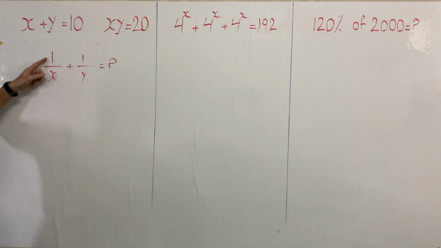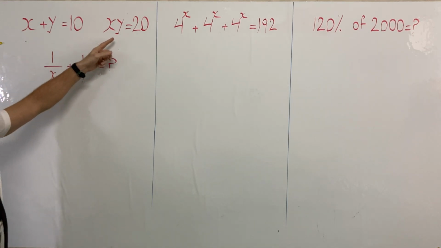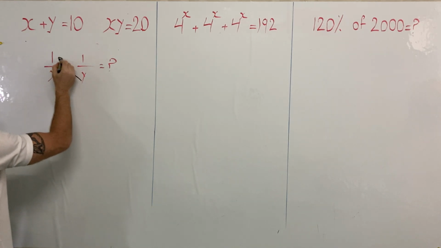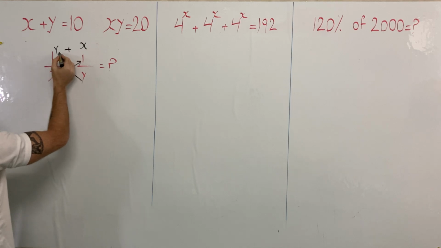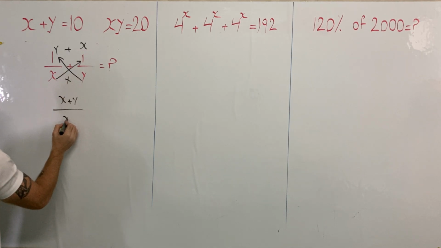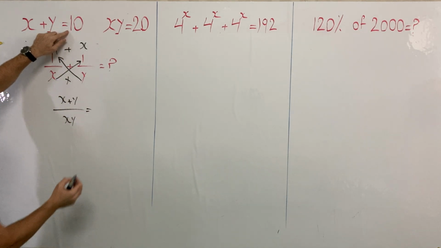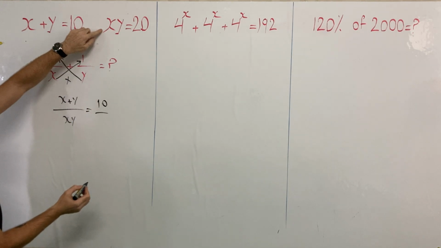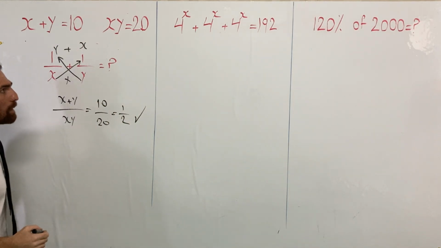We're going to find the value of 1 over x plus 1 over y, where x plus y equals 10, xy equals 20. Y times 1, y. X times 1, x. X plus y, our numerator. X times y, denominator, equals. We are given x plus y equals 10 and xy equals 20. So 1 over 2 is the correct answer.